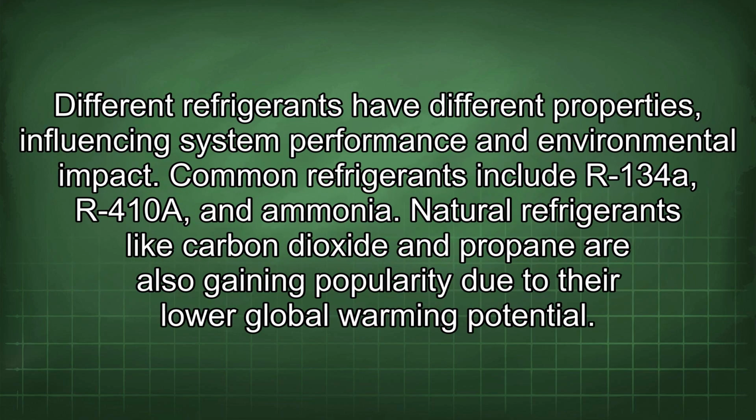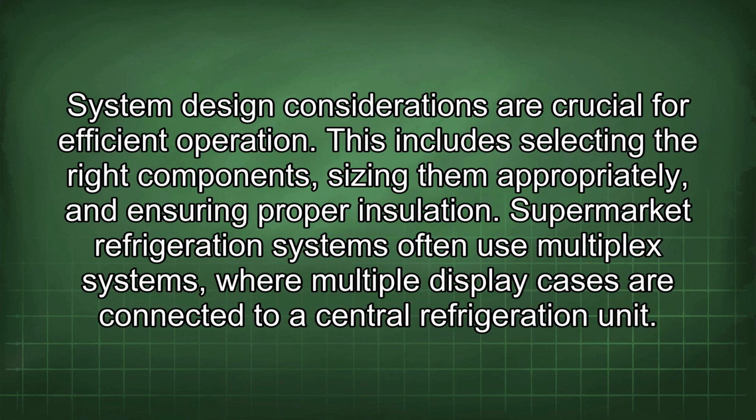Different refrigerants have different properties, influencing system performance and environmental impact. Common refrigerants include R-134a, R-410A, and ammonia. Natural refrigerants like carbon dioxide and propane are also gaining popularity due to their low global warming potential. System design considerations are crucial for efficient operation. This includes selecting the right components, sizing them appropriately, and ensuring proper insulation.